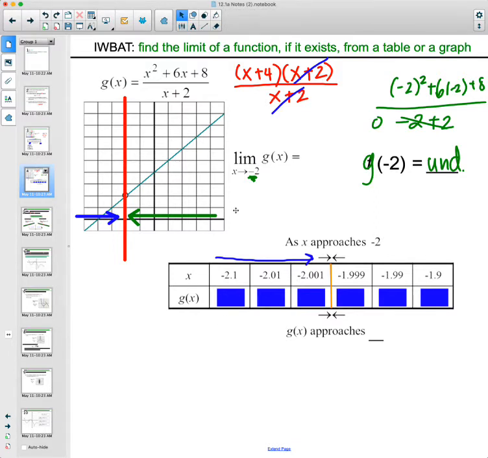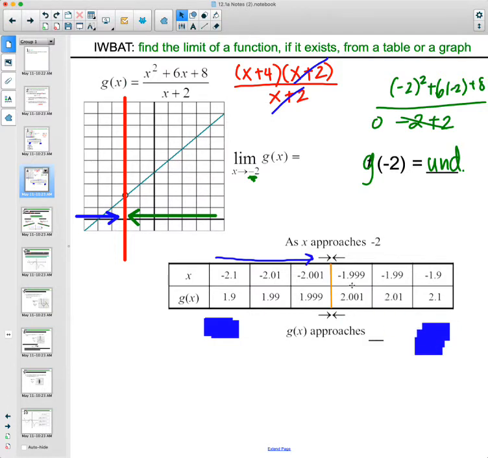So plugging in numbers just below -2 and just above -2. Plugging in -2.1 into this function gives us 1.9. Plugging in -2.01 gives us 1.99. -2.001 gives us 1.999. Then plugging numbers in from the right, so just above -2, so a tenth above -2 is -1.9, gives us 2.1. -1.99 gives us 2.01. -1.999 gives us 2.001. So from the left, these numbers are getting closer to 2. From the right, these numbers are getting closer to 2.